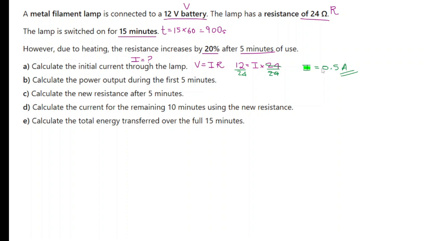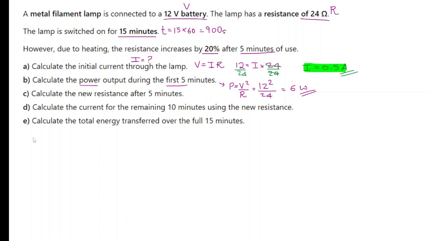Second one. Calculate the power output during the first 5 minutes. So in the first 5 minutes, the resistance stays the same. So I know the formula. I have to use one with V and R to get power. So power is equal to V squared over R. Part C.